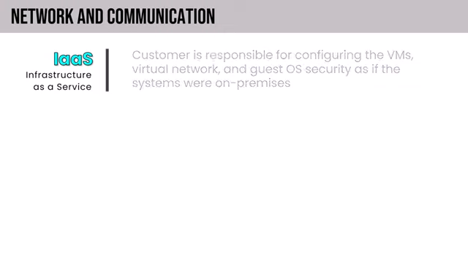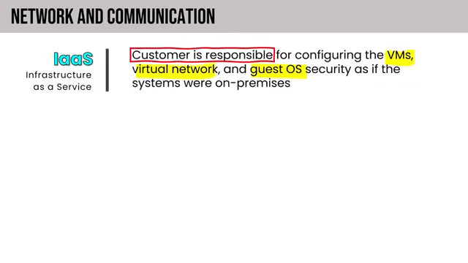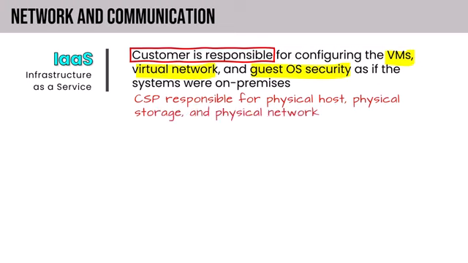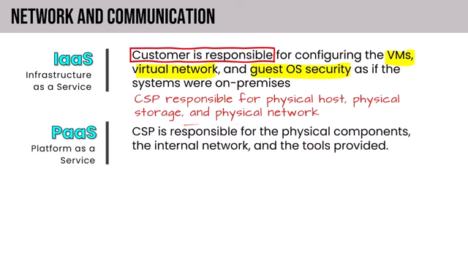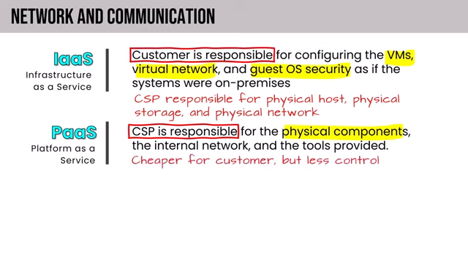So let's move on to network and communication. We'll start with IaaS, where we know the customer is responsible for configuring VMs, the virtual network, and guest OS security. But the CSP is responsible for the physical host, physical storage, and the physical network. Moving into platform as a service, the CSP is responsible for the physical components, the internal network, and the tools. It's cheaper for the customer, but the customer has less control if you remember that diagram.